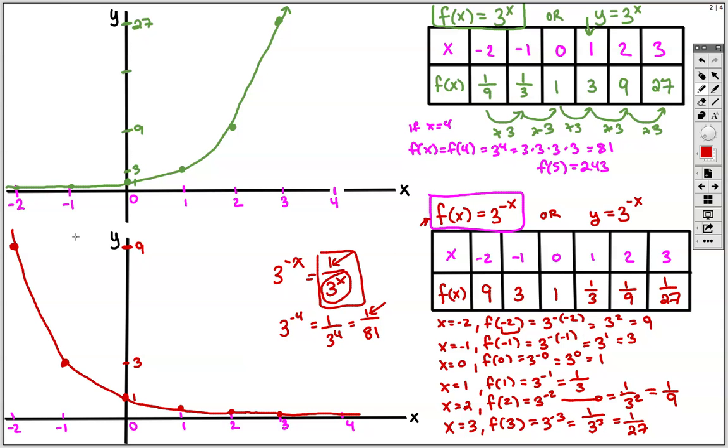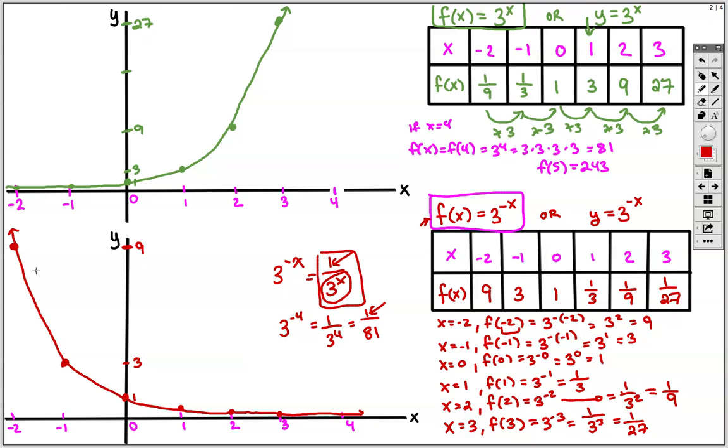And this is called an exponential decay function. So you see that it decays really quickly. It loses output value, so the output value goes down. As x increases, the output decreases, and it gets closer and closer to 0 as the input increases. So as x grows to infinity, f of x goes to 0.